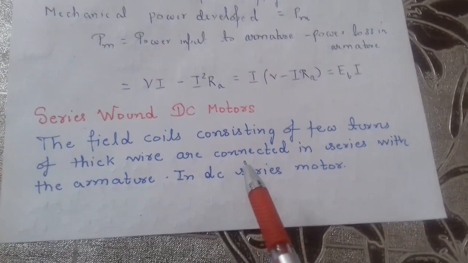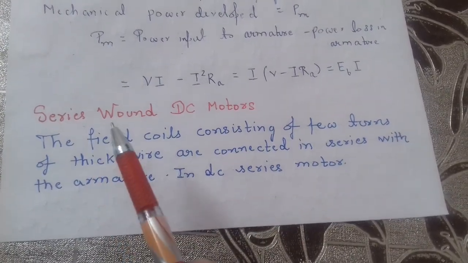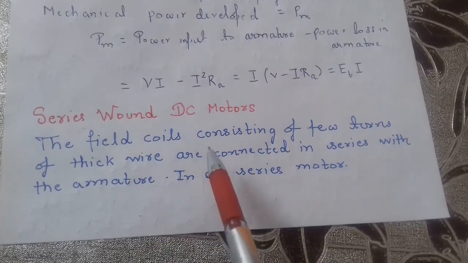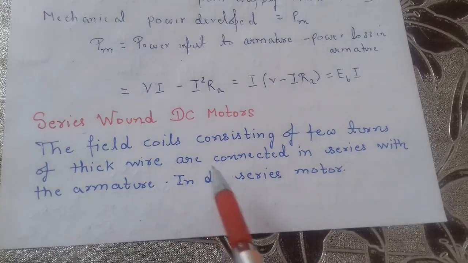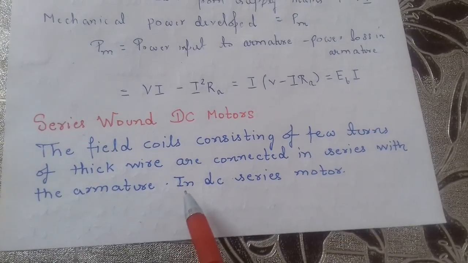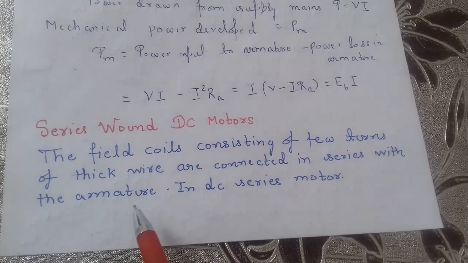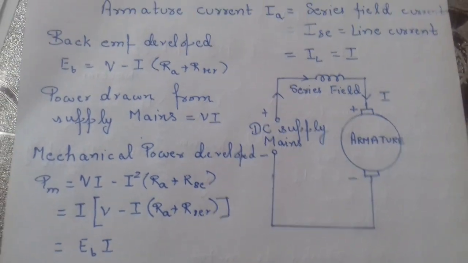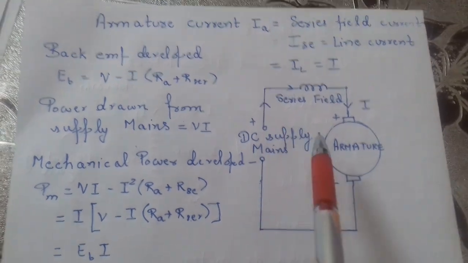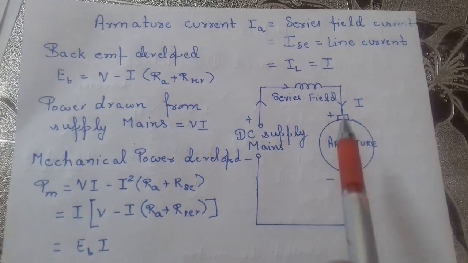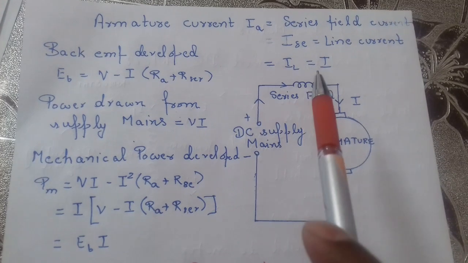Now come to the self-excited DC motors, in which the first classification is series wound DC motors. In series wound DC motors, the field coil, consisting of a few turns of thick wire, is connected in series with the armature. So this is the circuit diagram of the DC series motor, and you can see that the armature current, the series field current and the line current are all the same.